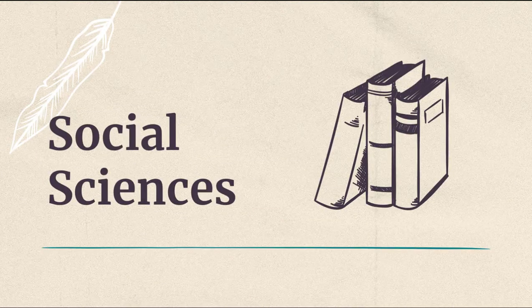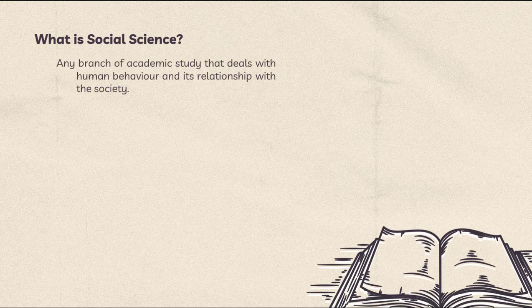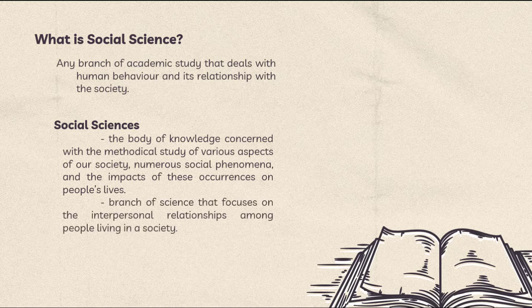Social sciences. What is social science? It is any branch of academic study that deals with human behavior and its relationship with the society. Social sciences is defined as the body of knowledge concerned with the methodical study of various aspects of our society, numerous social phenomena, and the impacts of these occurrences on people's lives. Social sciences is a branch of science that focuses on the interpersonal relationships among people living in a society.